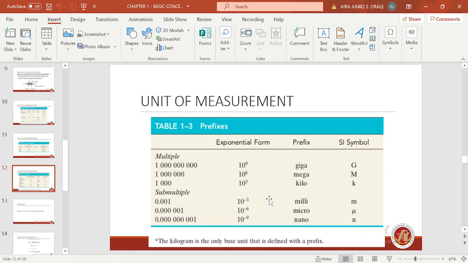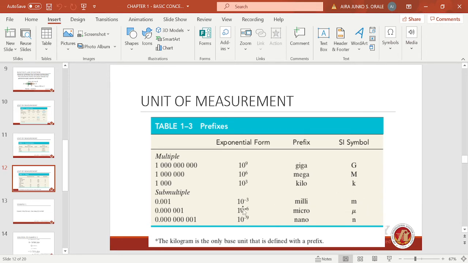Then if the units are given in exponential form, the prefixes you will be using are several here: giga, mega, kilo, milli, micro, nano. And the SI symbols you will be using are capital G for giga, capital M for mega, small k for kilo, small m for milli. So make sure you don't get confused between the capital M and small m. Capital M is for mega, while small m is for milli.